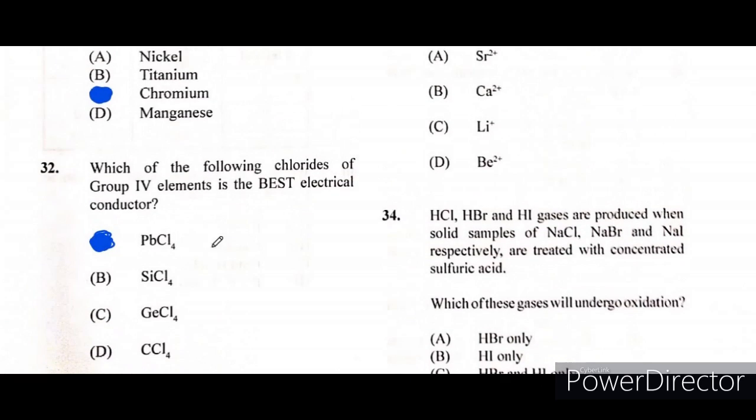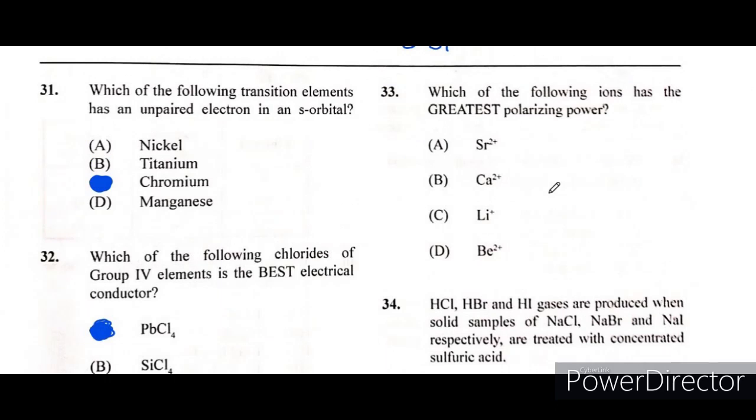33, which of the following ions has the greatest polarizing power? Greatest polarizing power would be the most, in this case, the most electronegative. So the furthest to the top of the periodic table and the furthest to the right. So first, let's look at the elements. We have ions, but let's look at the elements. We have strontium, calcium, lithium, beryllium. Now we have these here being in group 2, these in group 1.